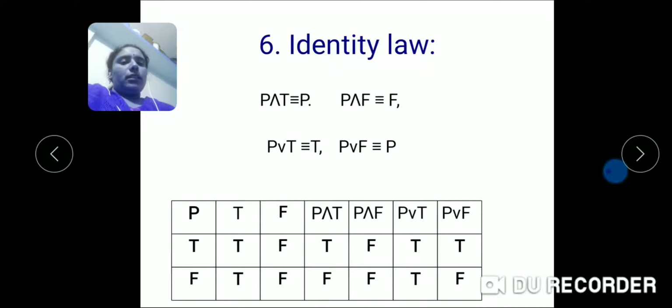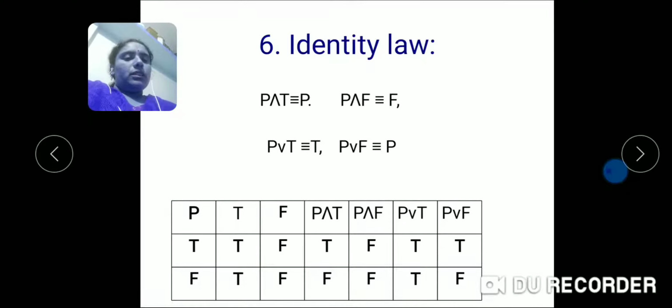See here in the truth table, P is true, false, and T is true, both are true. Here P and true, that is conjunction, and the rule of conjunction is: both are true is true, otherwise false. Here both are true, therefore it is true. Here P is false and true is logically equivalent to false.